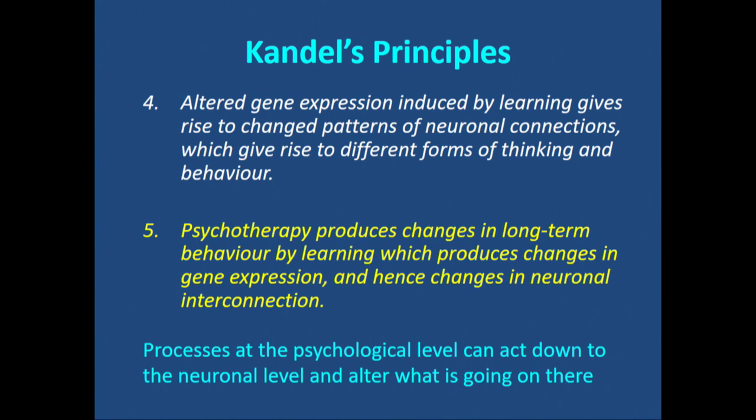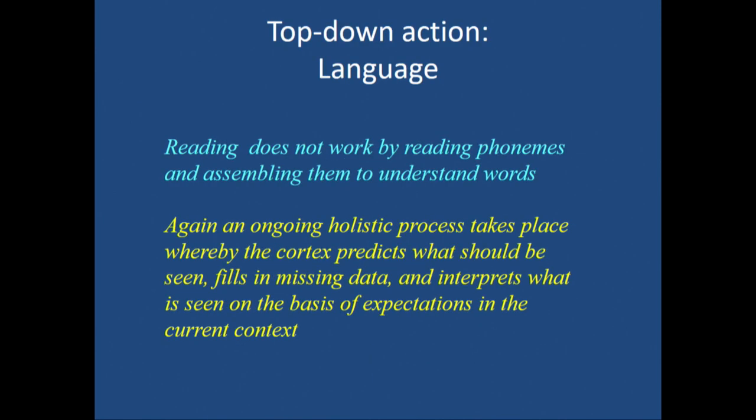So processes at the psychological level can act down to the neuronal level and alter what is going on there. A particularly interesting example is language. Reading does not work by reading phonemes and assembling them to understand words.